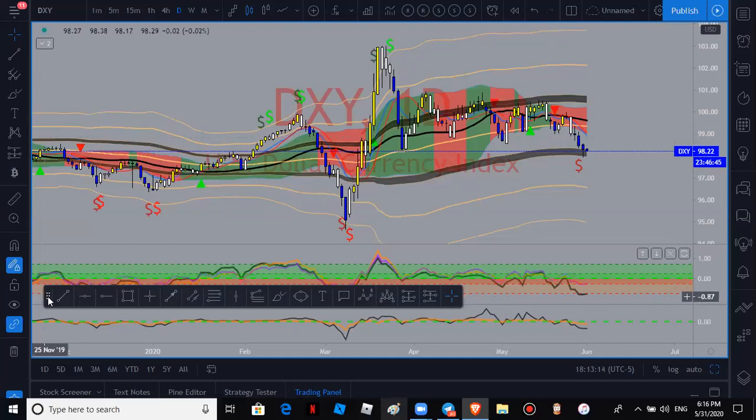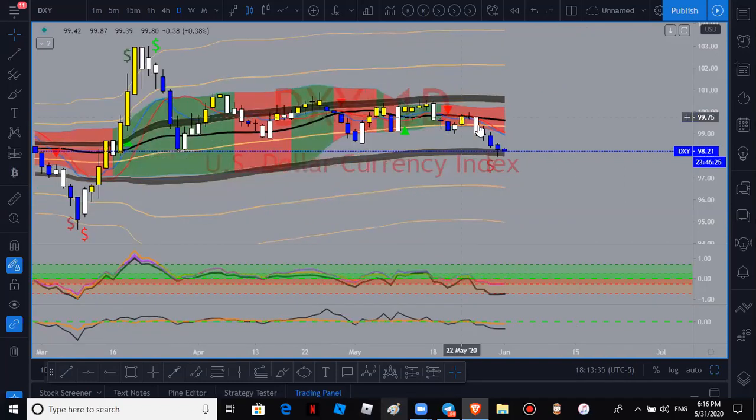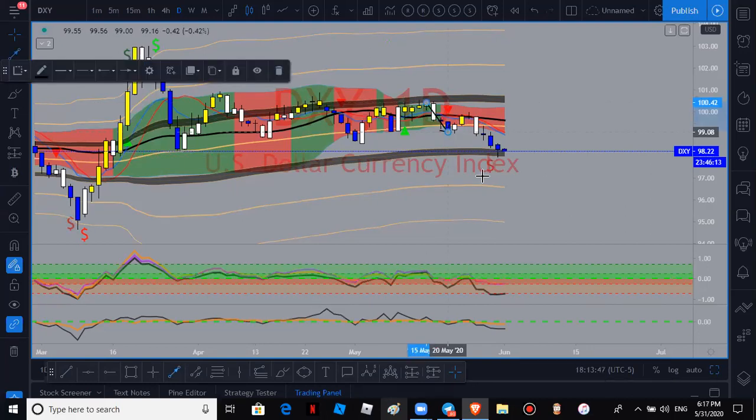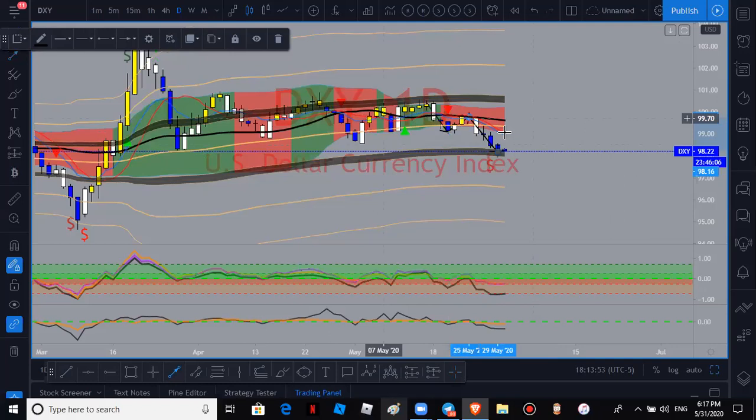So DXY, I always like looking at it first because I trade a lot of USD pairs. Depending on the strength or the weakness of the DXY, that's how I base what I'm going to be looking to get into, right? First and foremost, from last week, I had mentioned that I do expect the DXY to drop, and it did just that. It broke through the RSI line, retested it, and then kept on falling, which is beautiful. That's exactly what I like seeing.